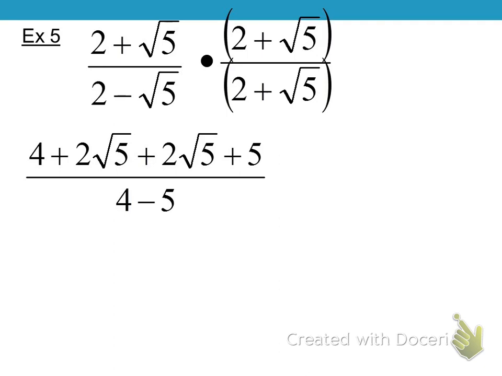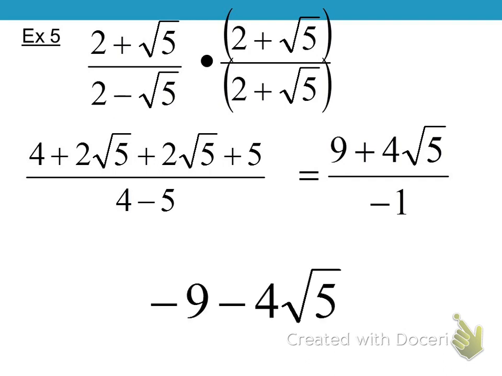Now, in my numerator, I have 2 sets of like terms. What am I going to end up with? 9 plus 4 square root 5 over negative 1. Do you think I leave it like that? No, you can just change the signs and then you can eliminate the denominator.